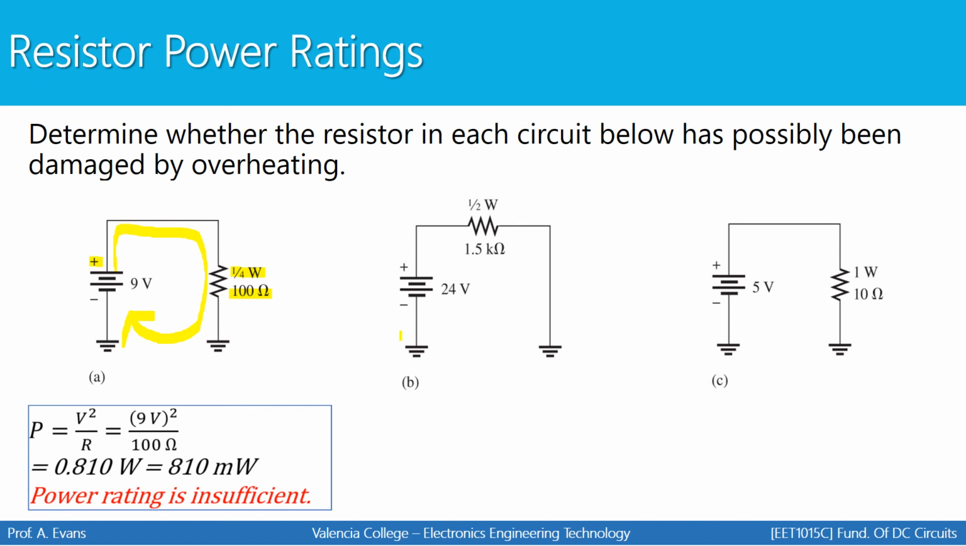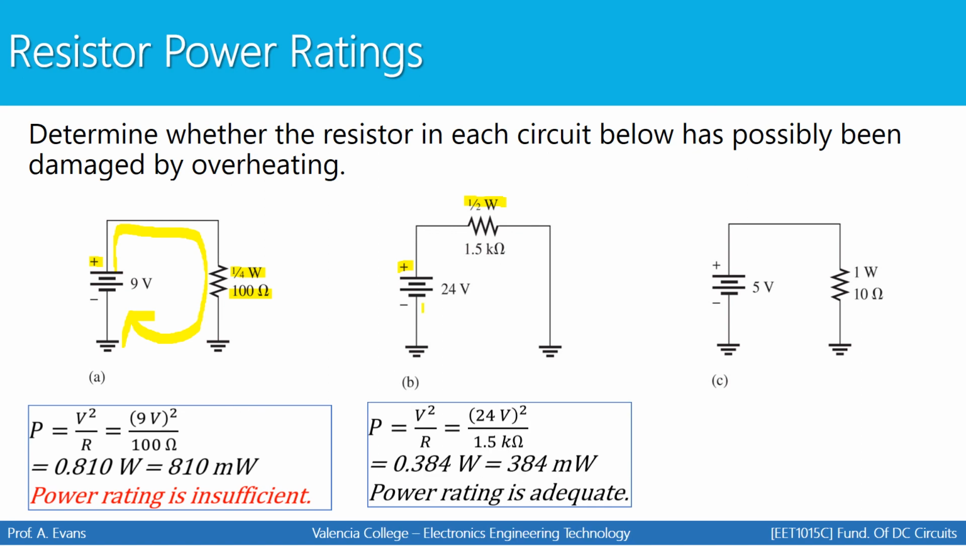Next, take a look at circuit B. In this example, we have a 24-volt source. Polarity is here. We have a 1.5 kilo ohm resistor with a power rating of 1/2 of a watt. So first determine the power dissipated in this resistor. For this, we can also use V squared over R. So you have 24 volts squared divided by 1.5 kilo ohms, which gives you 0.384 watts or 384 milliwatts.